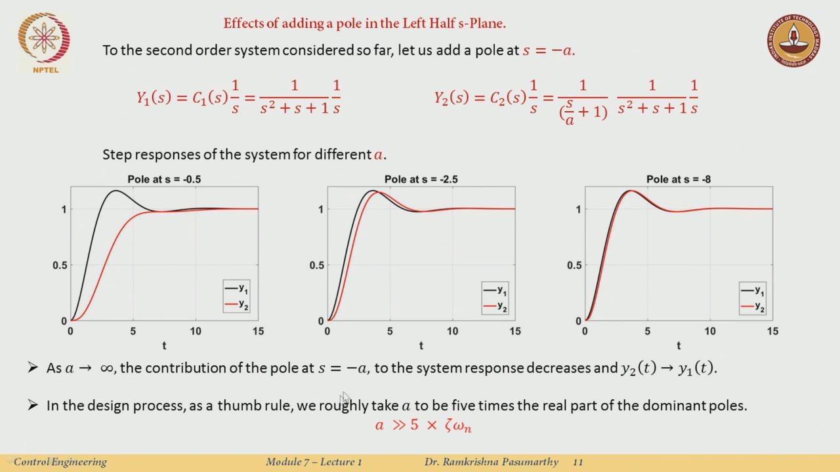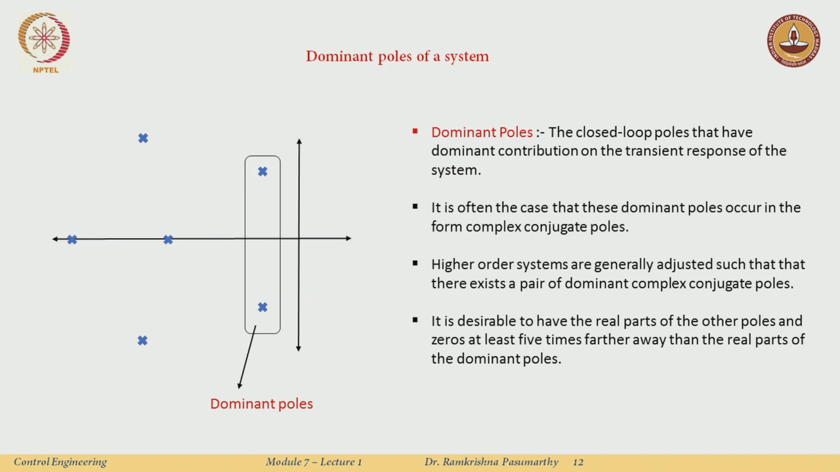We will keep this in mind when we explicitly talk about design problems, when we are looking at improving the transient performance or the steady state performance and so on. Okay, so this leads to the characterization of the dominant poles of the system. The dominant poles are the closed loop poles that have a dominant contribution on the transient response of the system. It is quite possible that these occur in conjugate pairs. They could also just be sitting on top of each other, say at s equal to minus 1.